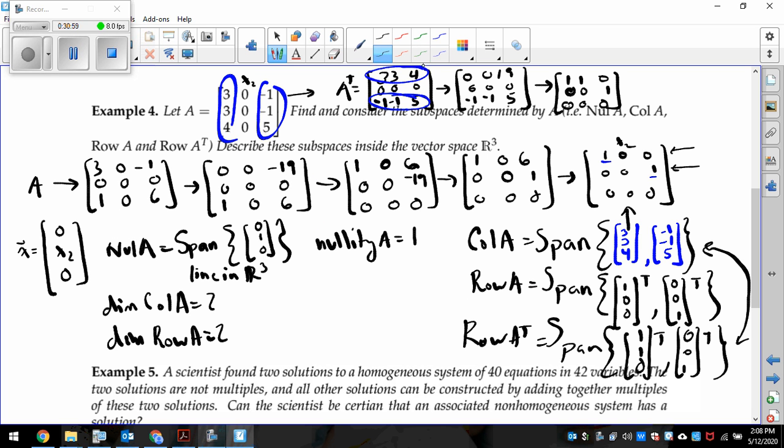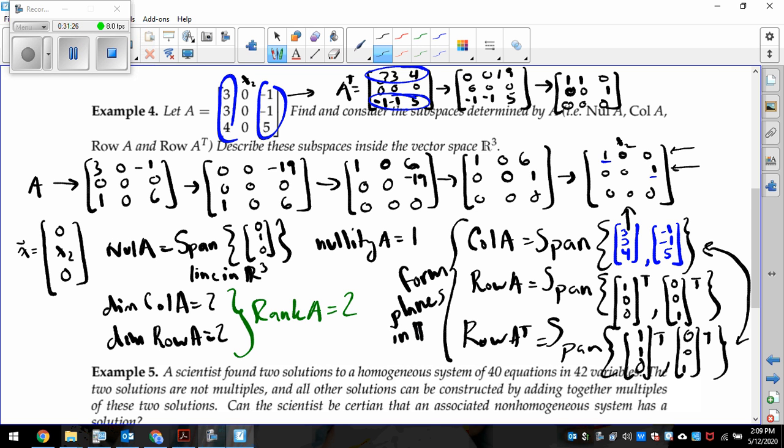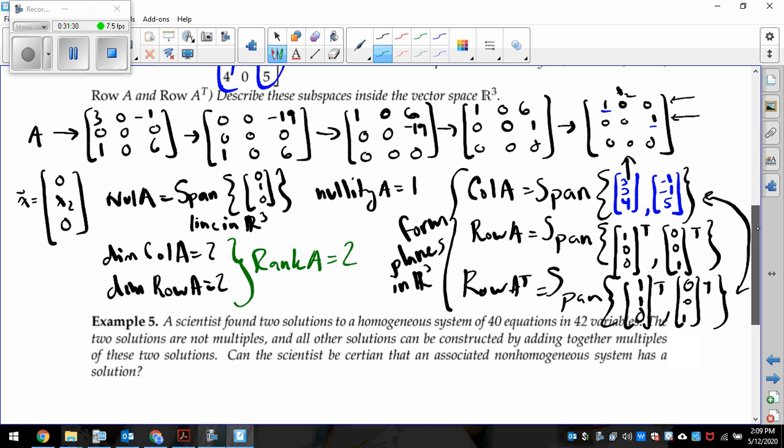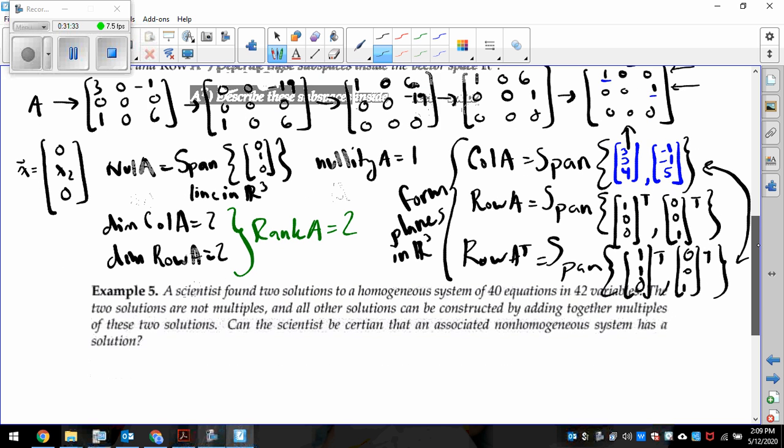So here, these two together imply that the rank of A is 2, and the nullity is 1. The sum of the rank and nullity is 3, which is the dimension of the overarching space that they come from. And let's see, they say describe these spaces. So all of these form planes in R3. Okay, good. Let's keep on rolling so that we don't run out of time here.